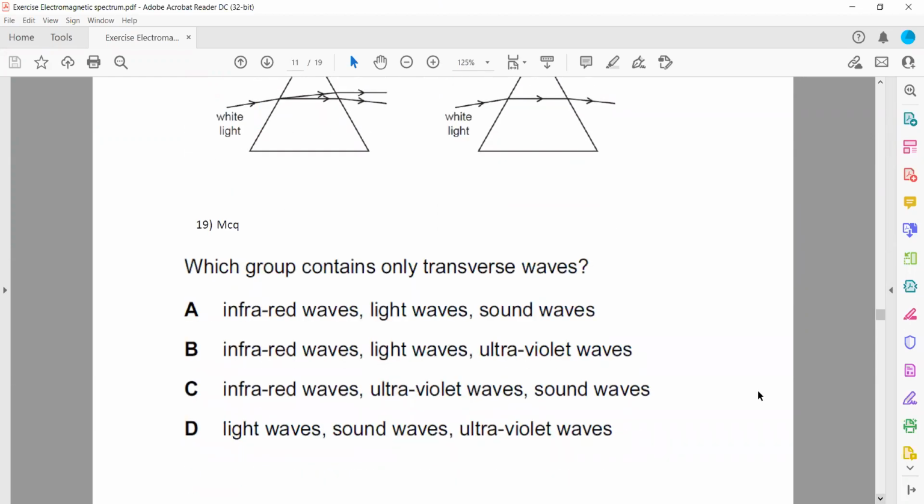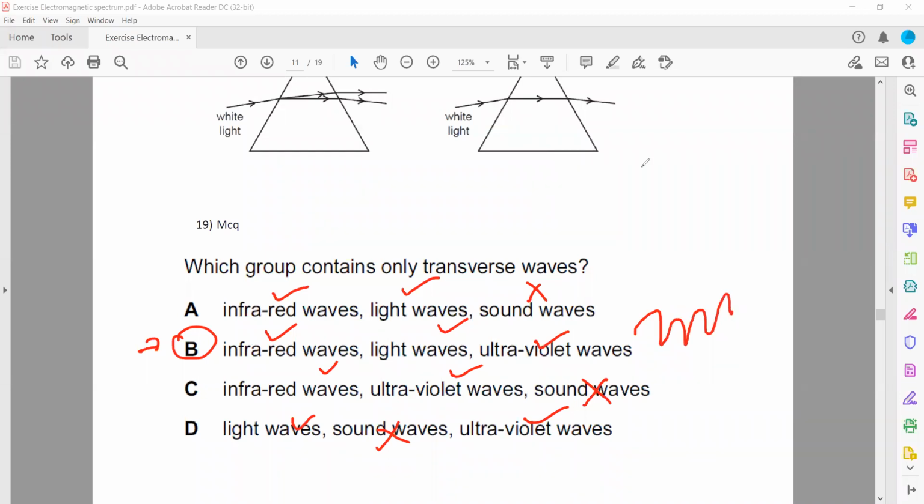Which group contains only transverse waves? All electromagnetic waves are transverse. Infrared is transverse, light is transverse, ultraviolet is transverse, but sound is not transverse. It's longitudinal. So B is the right answer, which includes all the transverse waves, in which the particles vibrate perpendicular to the direction of the wave.